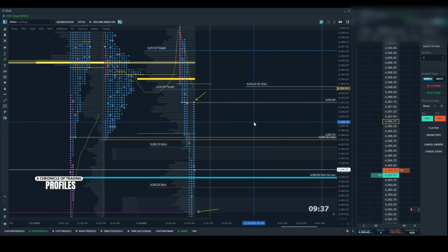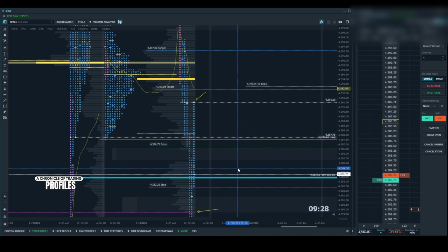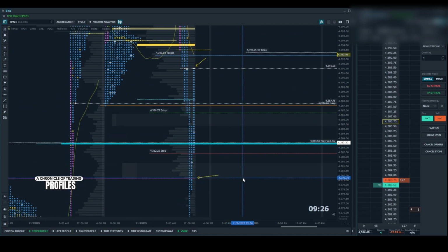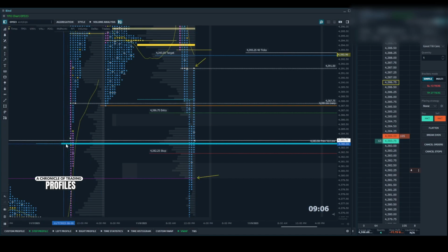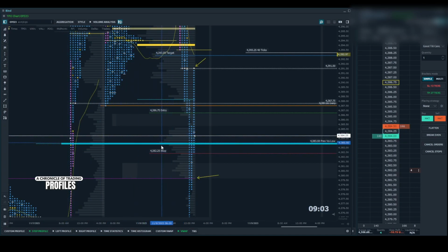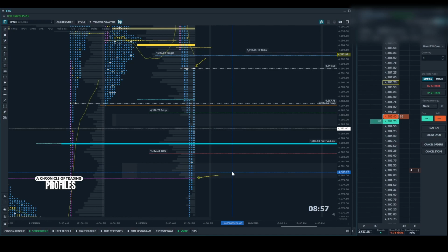So here it's making its way down to that value area low from yesterday. I'm thinking about cutting it right here, but I thought I made it this far, and I let that stop do its job. That's where I'm pointing out that value area low from yesterday. That node that's on it right there.